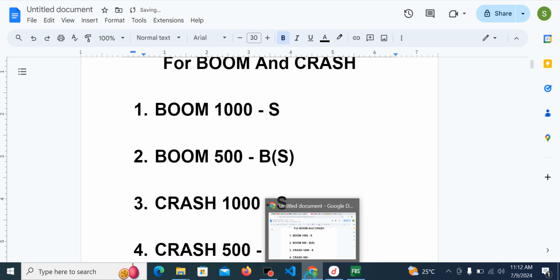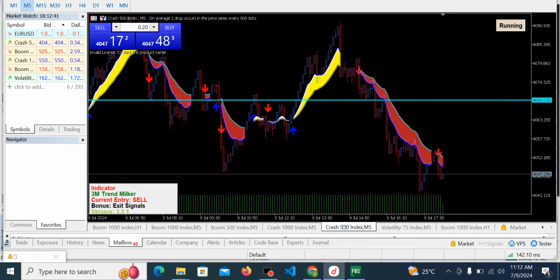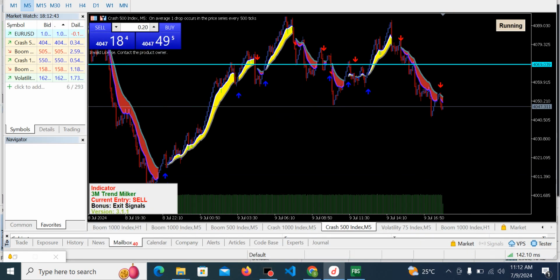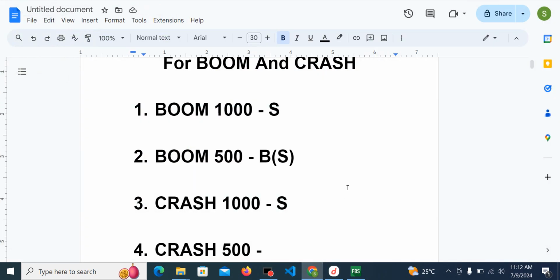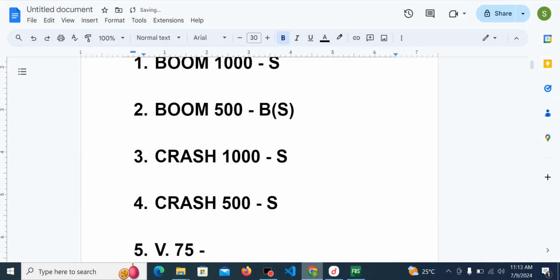Next asset should be crash 500. This is crash 500. Crash 500 started a downtrend right from here. It started around here, but it was unable to go further because of this support zone. So it had a pullback and came back again, and it's trying to break out from the support zone. Once it breaks out from there, then definitely it will sell more. So this should be giving us more of a selling opportunity than a buying opportunity.